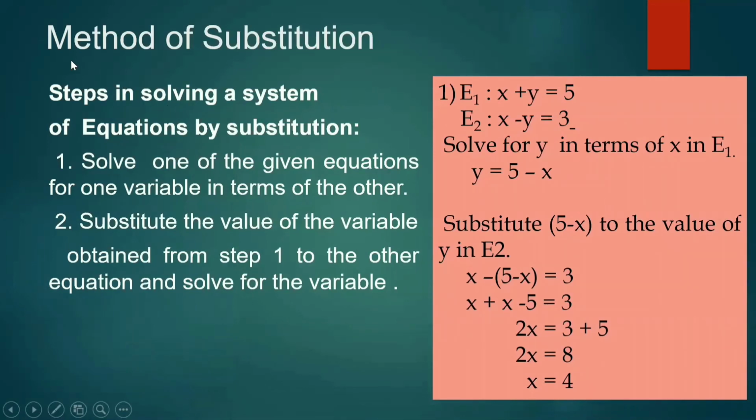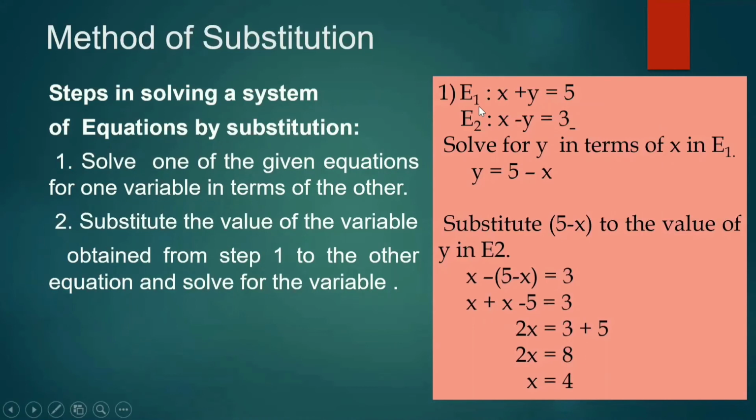Now, let's go to the method of substitution. This is another algebraic method of solving a system of linear equations in two unknowns. Step 1. Solve one of the given equations for one variable in terms of the other. For example, we solve for y in terms of x, or we solve for x in terms of y.